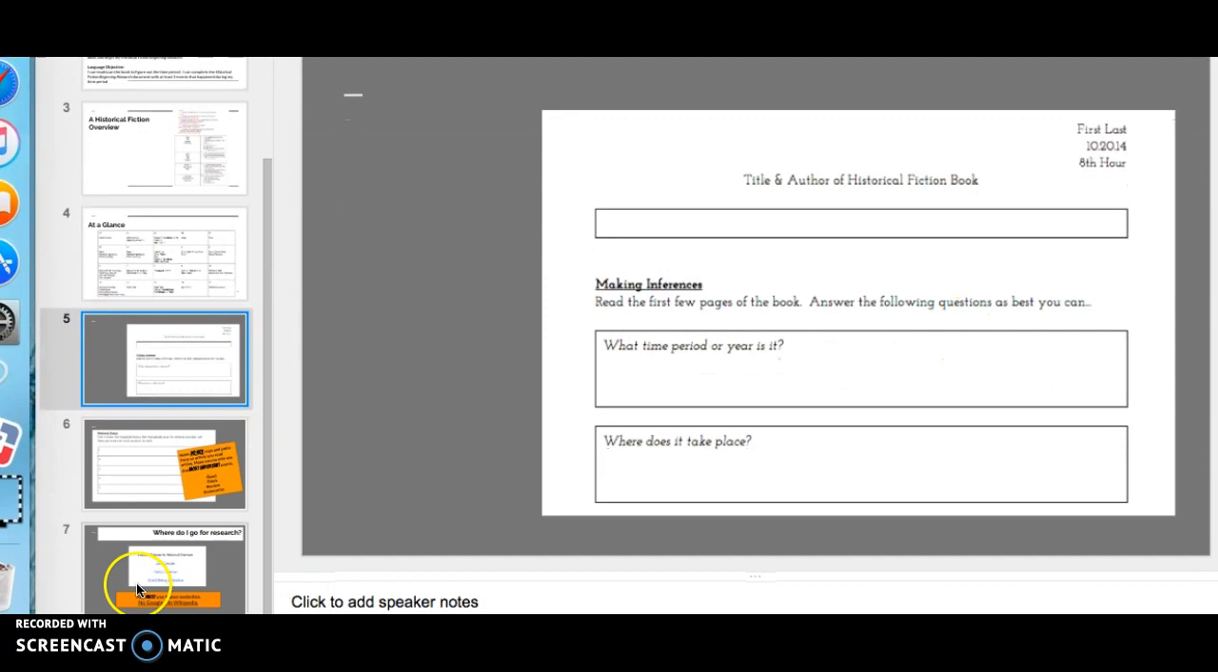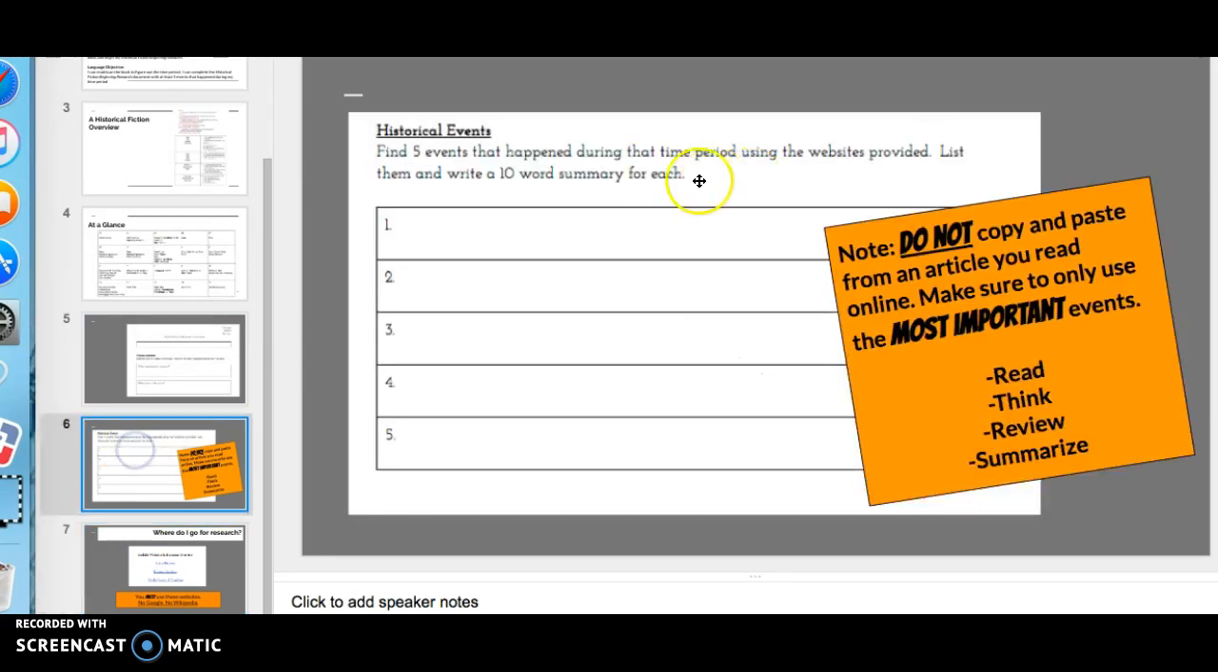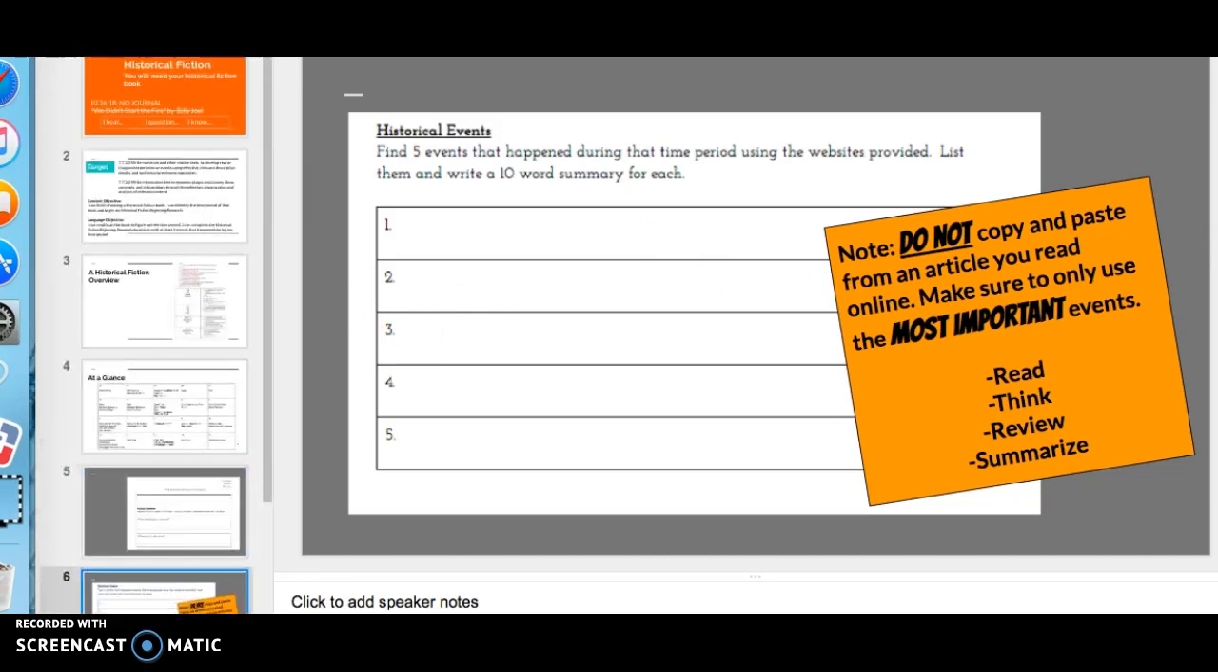So at the bottom of the document, it looks like this. It gives you 3 links to use. You can't use Google, you can't use Wikipedia, and you need a 10-word summary about each of those 5 events. Make sure that you put the link at the end to where you got that information from. We will have time to work on this when I get back.